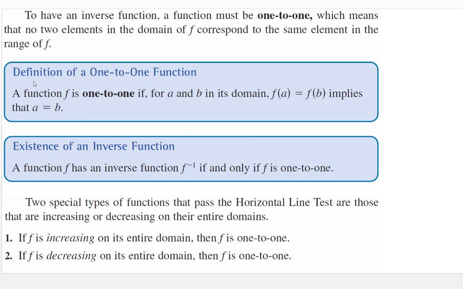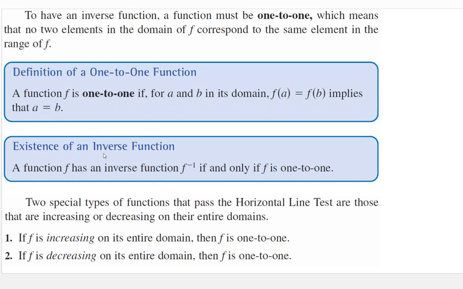So the definition of one-to-one: a function f is one-to-one if, for a and b in its domain, f of a is equal to f of b implies that a is equal to b. I know this sounds really confusing, but this is used to check algebraically if a function is one-to-one. And you'll see an example in a moment and it'll make a lot more sense.